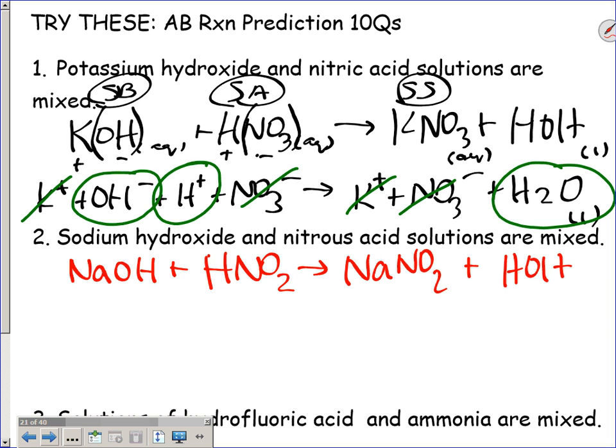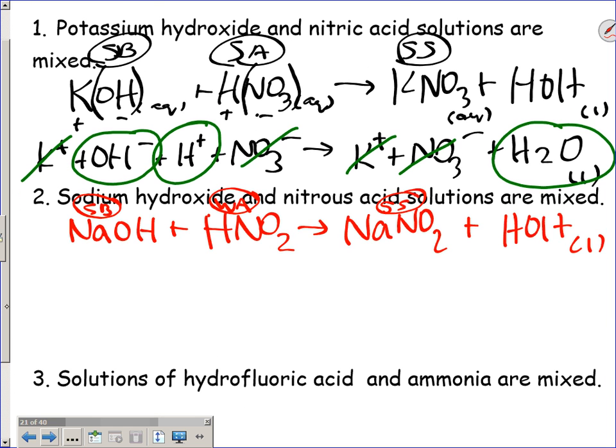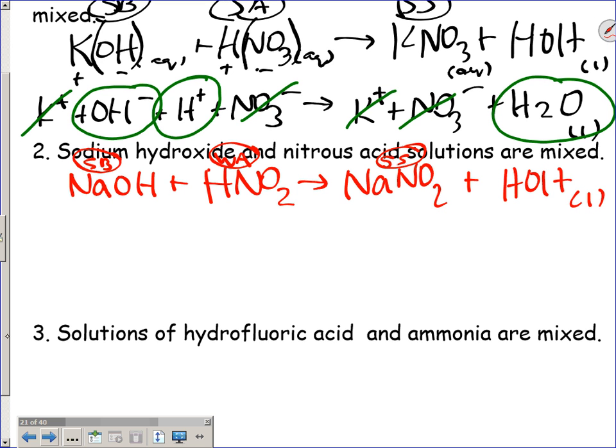What do we have here? Strong base. I'm just going to put SB up there just to keep you thinking about that. Next, weak acid. Do we ionize this weak acid? No. Next one. Soluble or insoluble? Soluble. Sodium, because we have a group 1 metal, and then this is pure liquid. So this helps you with your process of how you approach these. So we know this one ionizes.